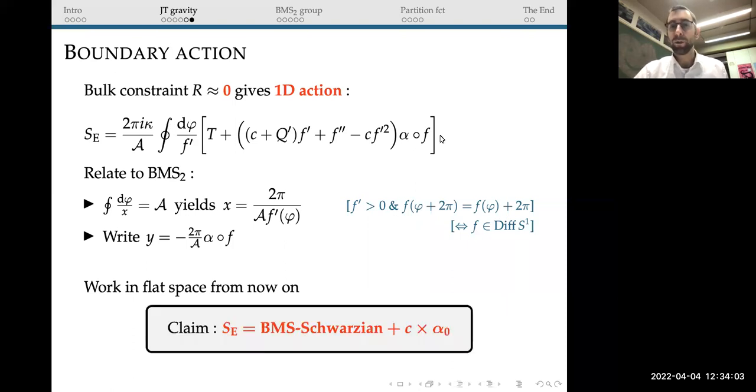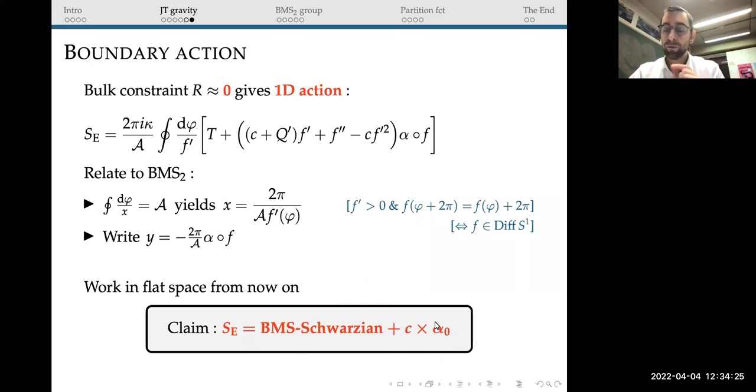This is the end of the first section. What I'm now going to claim is that this whole quantity can be thought of as a BMS-Schwarzian action plus a standard charge times the zero mode of alpha. And I stress again that the standard charge really is the zero mode of an arbitrary function in the metric now.